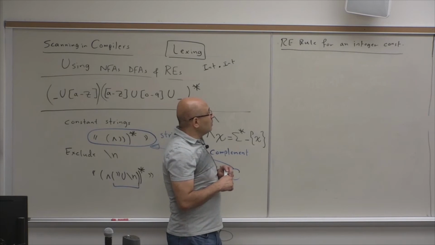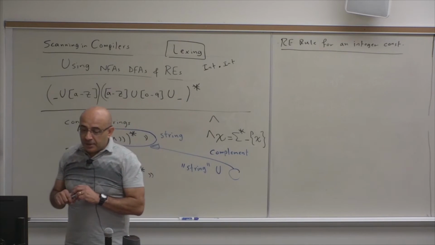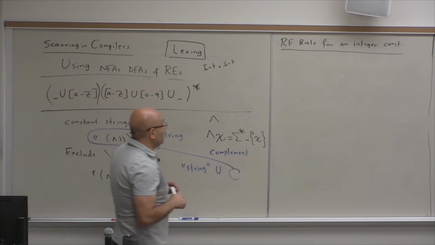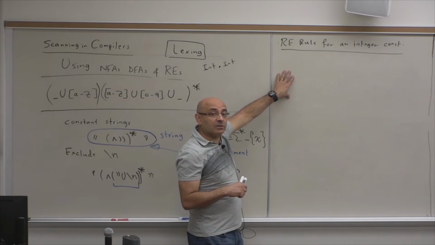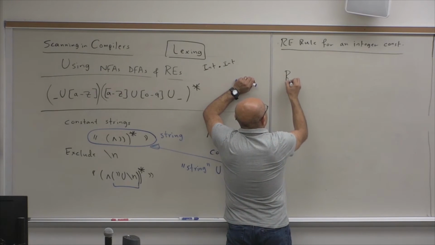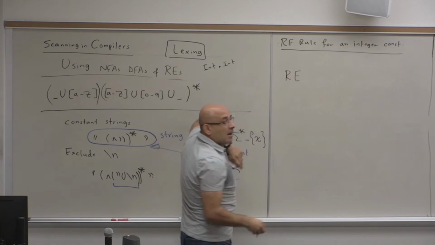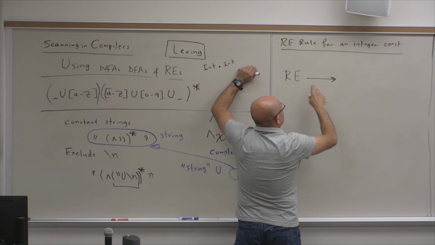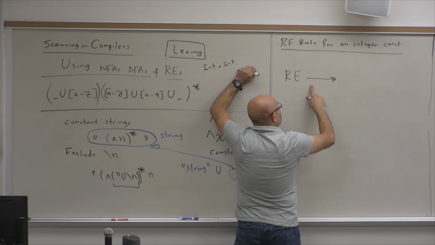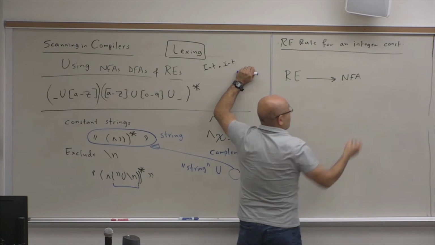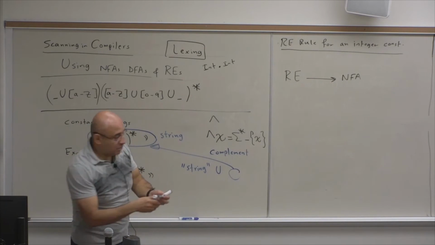And the way this works is by using the conversion procedures that we have studied in this course. So we take a regular expression, then we use, which conversion procedure converts a regular expression into an NFA? Yeah, the Thompson construction.